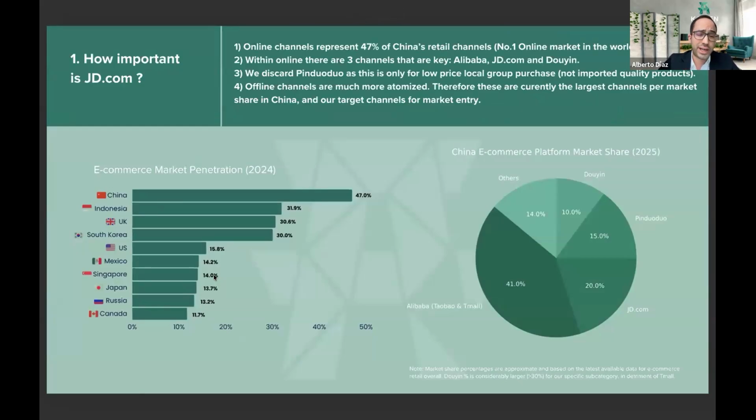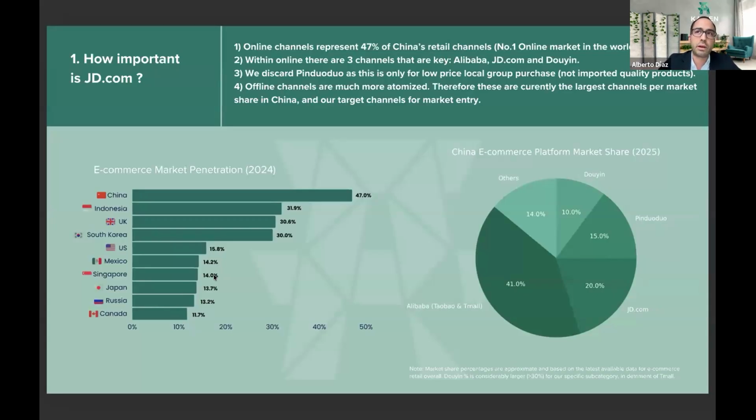First of all, China is the largest, most important country in the world when it comes to e-commerce market penetration. It is very close to 50% for retail goods. That means 50% of retail sales in China are done on a smartphone. That is a very big gap with the countries that follow closely, which are Indonesia, the UK, and the US.